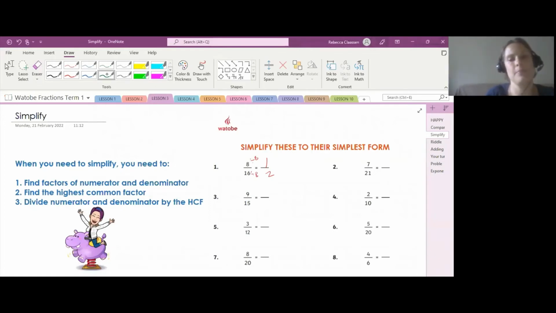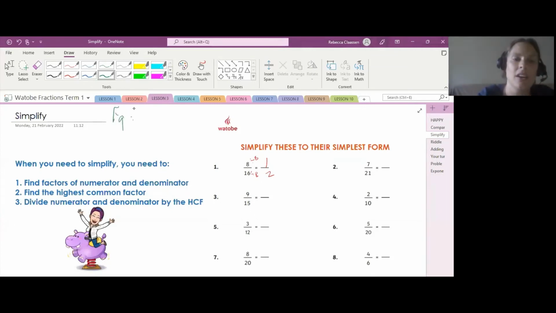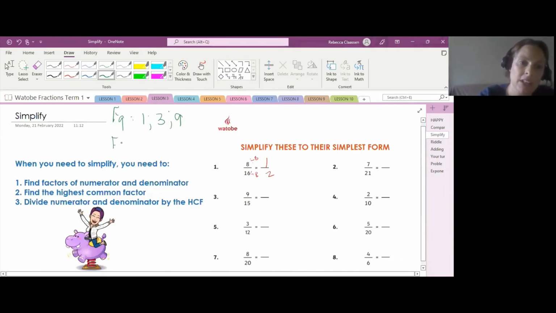Ma'am, so for number 2, it's 9 over 15. So we are going to find the factors of 9 and the factors of 15. Okay, so factors of 9 are 1, 3, and 9. And the factors of 15? 1, 3, and 15. Wow. 1, 3, 5, and 15.